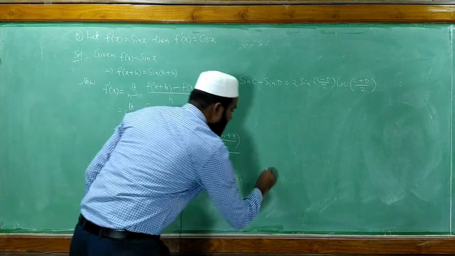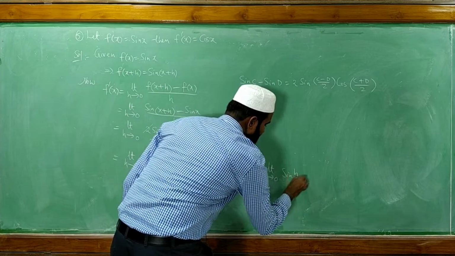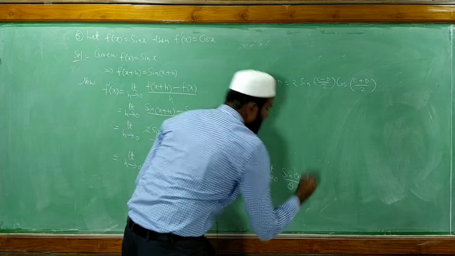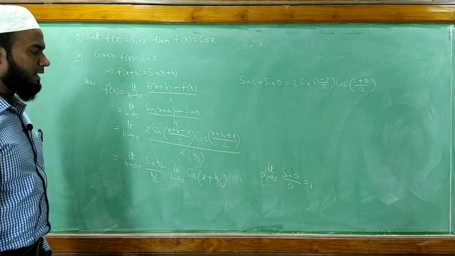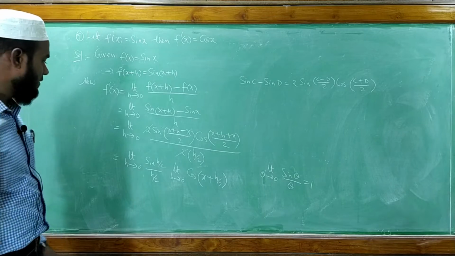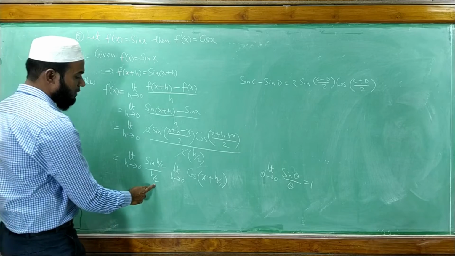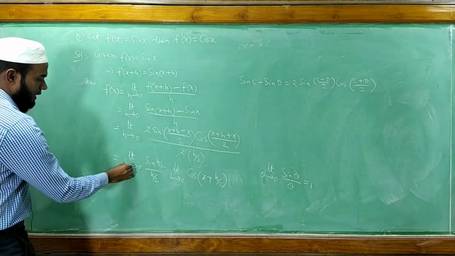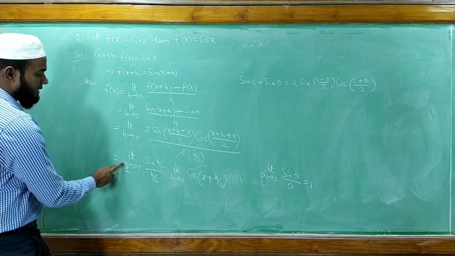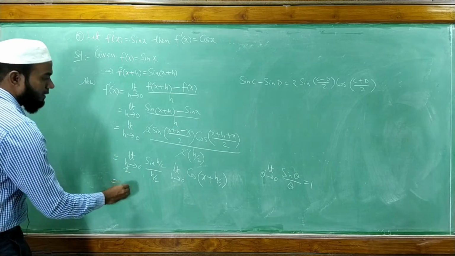Already we know that limit theta goes to 0, sine theta by theta, the value of this limit will be 1. We have studied this in intermediate limits, right? Same thing here. Limit h goes to 0, sine of h by 2 divided by h by 2. When h goes to 0, h by 2 will always go to 0. So that's why limit theta goes to 0, sine theta by theta, value is 1. So what will remain here?